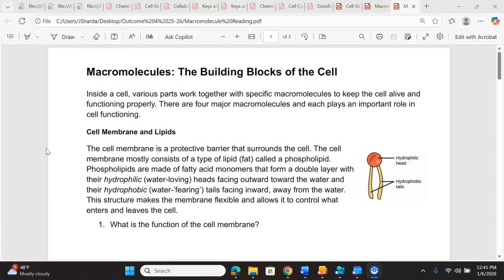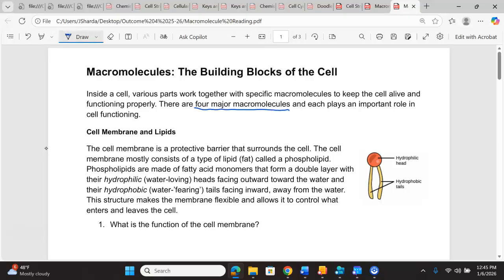Inside a cell, various parts work together with specific macromolecules to keep the cell alive and functioning properly. There are 4 major macromolecules, and each plays an important role in cell functioning. We're going to go through those 4 below here.